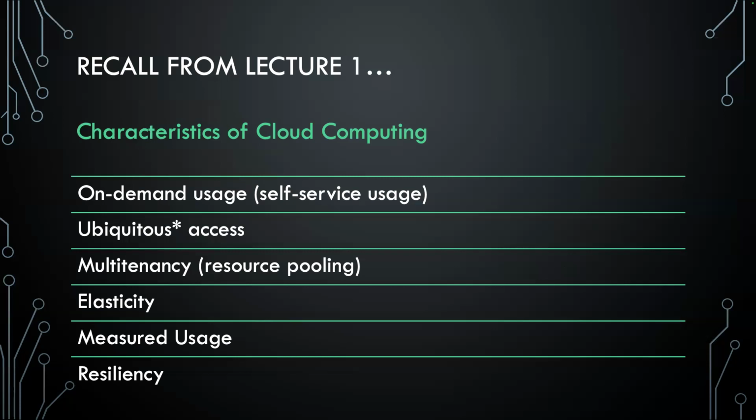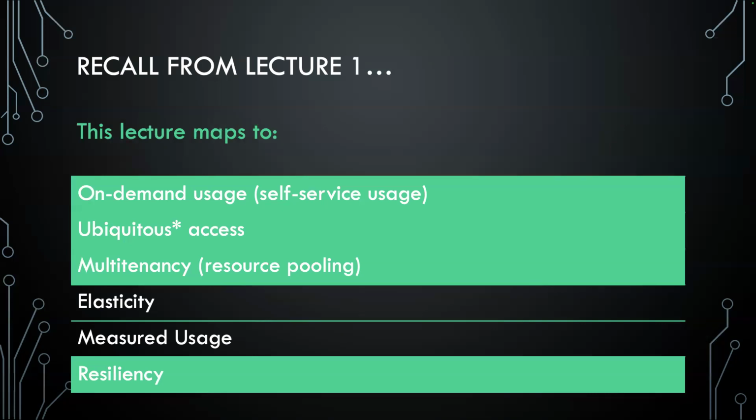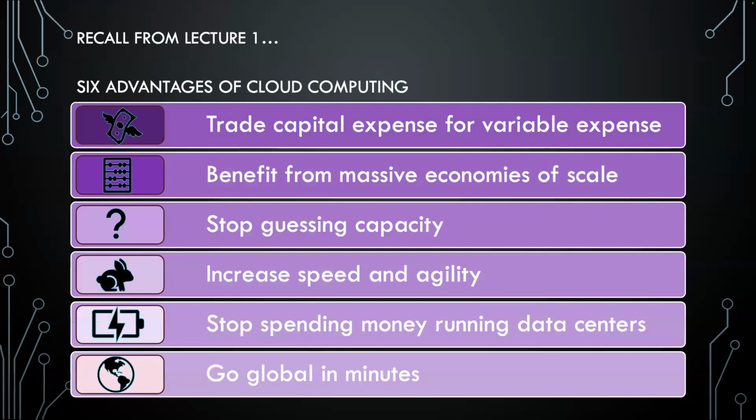And we have measured usage. You can see exactly what you're using. You know how much it costs, how much bandwidth, how much compute and storage and all those things that you're using. And then resiliency, this is the idea that if things break, you can have redundant architecture. You can have other things in place that are going to help you bring your systems back online very quickly. So we're going to talk a lot about how that works in the cloud. Lecture 1 is going to map to these topics: on-demand usage, ubiquitous access, multi-tenancy, and resiliency. So keep that in mind.